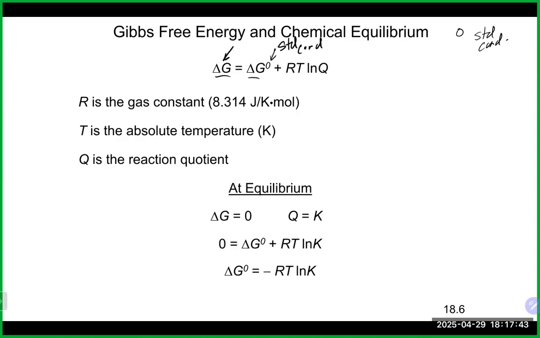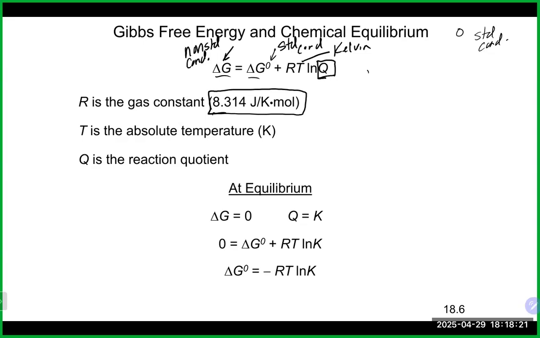This delta G with no naught, you could think of as non-standard conditions. So basically something is not under standard conditions. Two likely culprits are the pressures are not all 1 atmosphere, or the molarity is not all 1 molar. So that is the difference. R here is our gas constant, the one with the energy version, the 8.314 version. Don't use the ideal gas law one, that's a lot more conversion to do. That is T, which is our temperature in Kelvin.